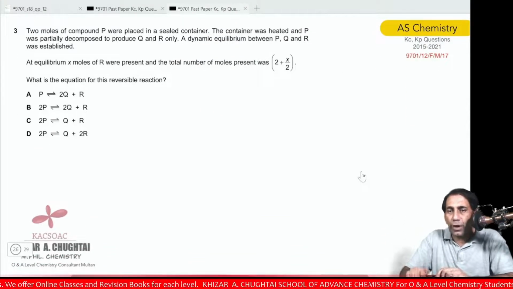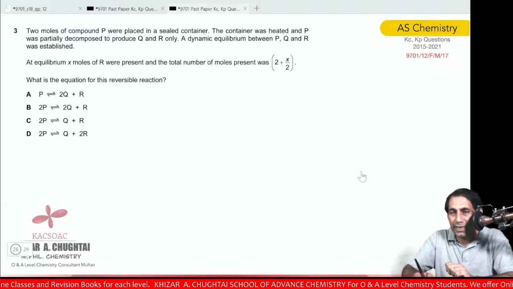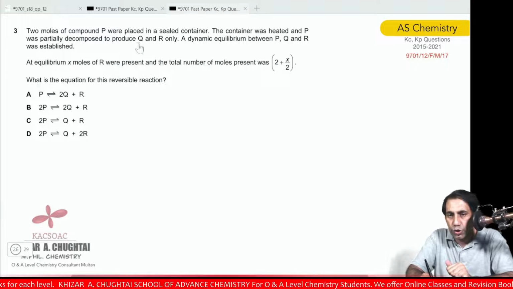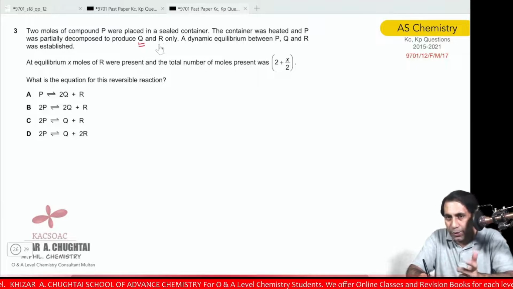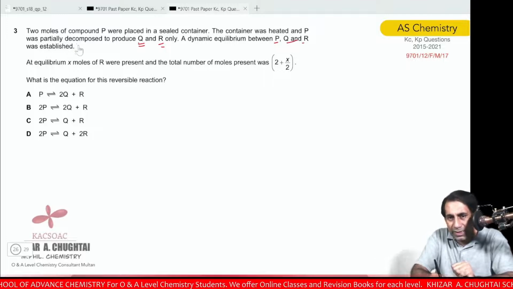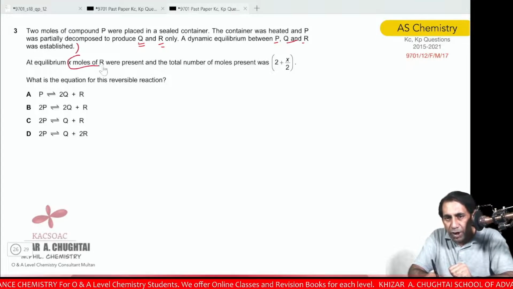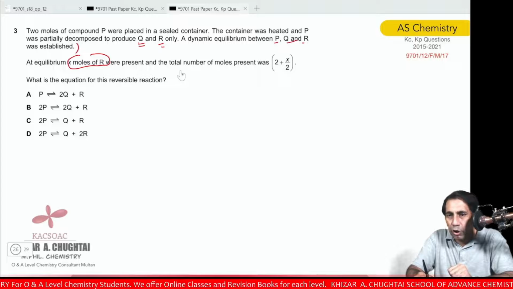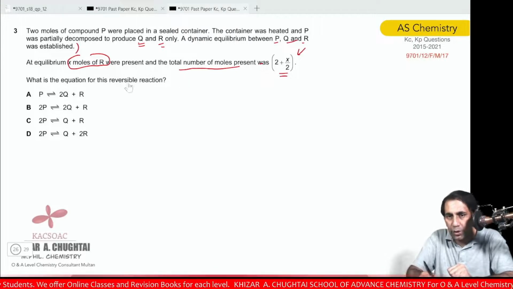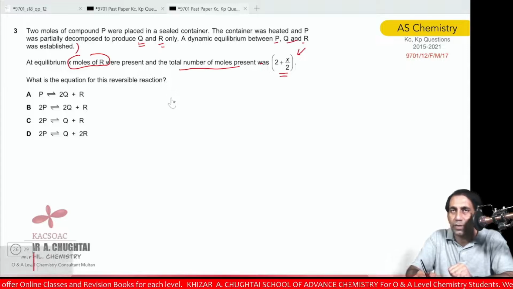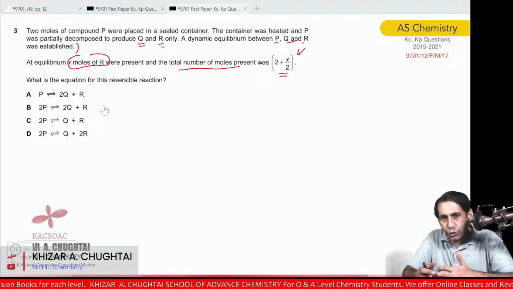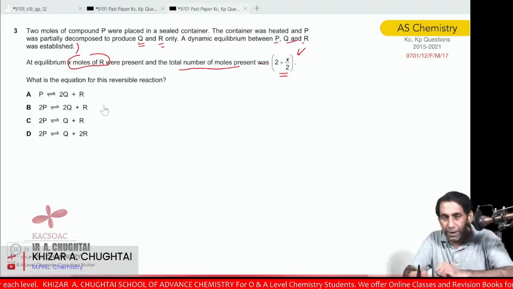2 mole of compound P were placed in a sealed container. The container was heated and P was partially decomposed to make 2 products, Q and R only. A dynamic equilibrium between P, Q and R was established. At equilibrium, X mole of R were present and total number of moles is equal to 2 plus X by 2. What is the equation for this reversible reaction? So the easiest way out is to try all these 4 options turn by turn.